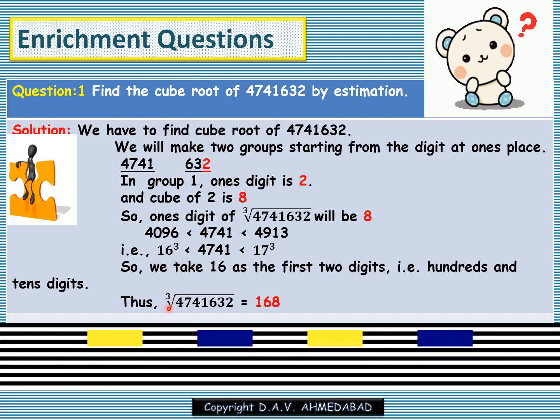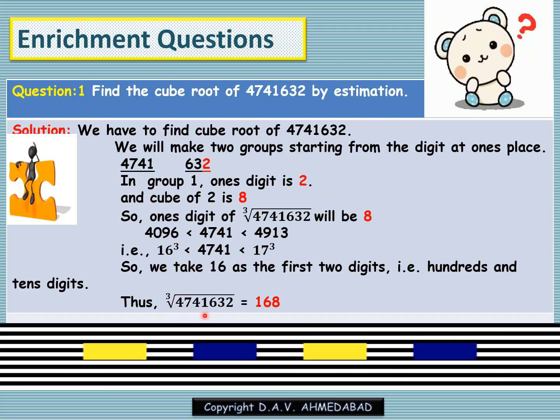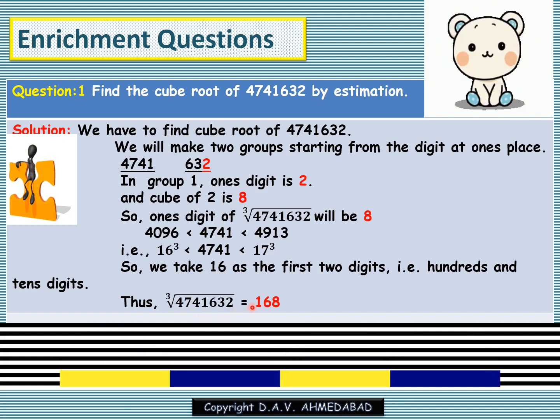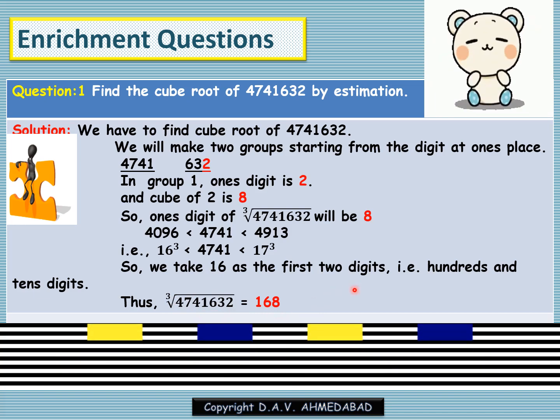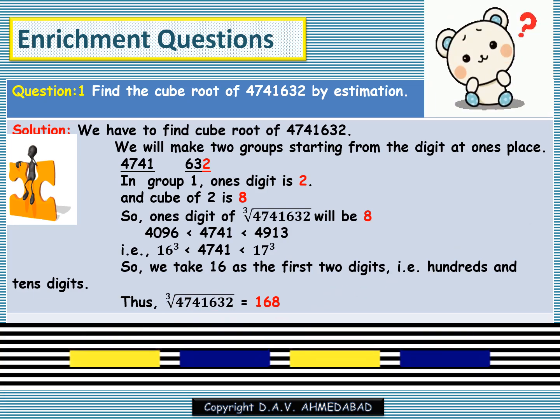Therefore, cube root of 4741632 is 168. Understood, children?